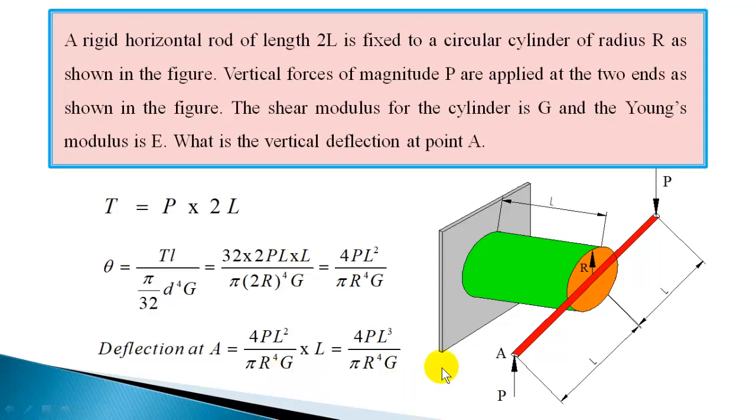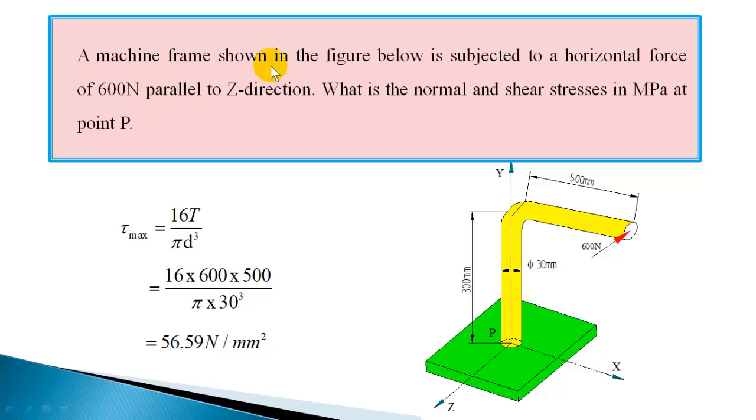Let us work out another question. A machine frame shown in the figure below is subjected to a horizontal force of 600 Newton parallel to the Z direction. What are the normal and shear stresses in megapascal at point P? So this is a machine frame. It is subjected to a 600 Newton force parallel to the Z direction. This is the Z direction, X, Z and Y direction. The force acts parallel to the Z axis at the end of this frame.